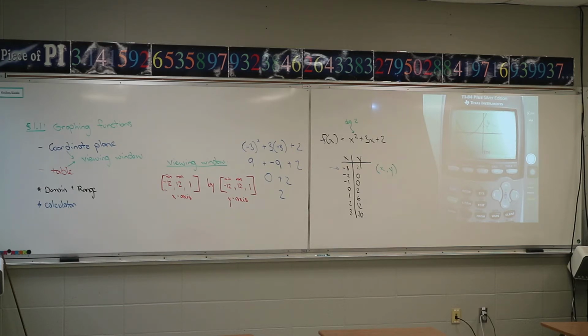And then I can find certain points on here, because I can trace. They have a trace key, as you can see, and so you can actually trace values. Perfect, thank you.